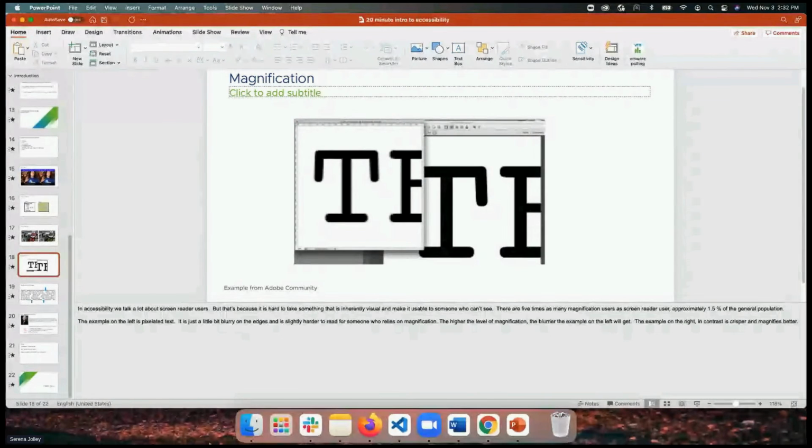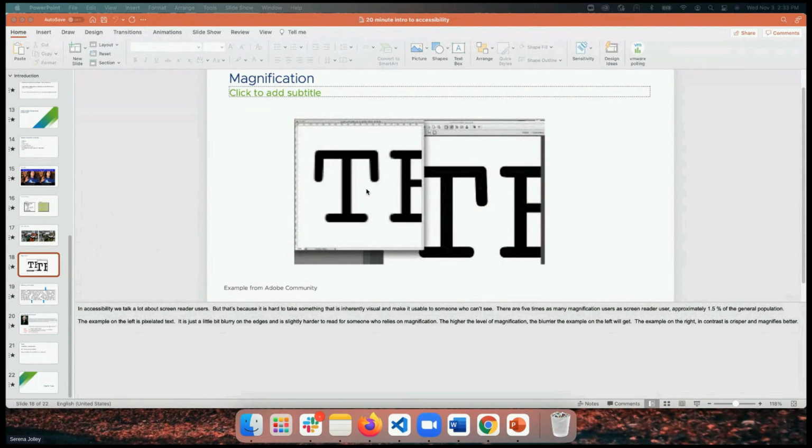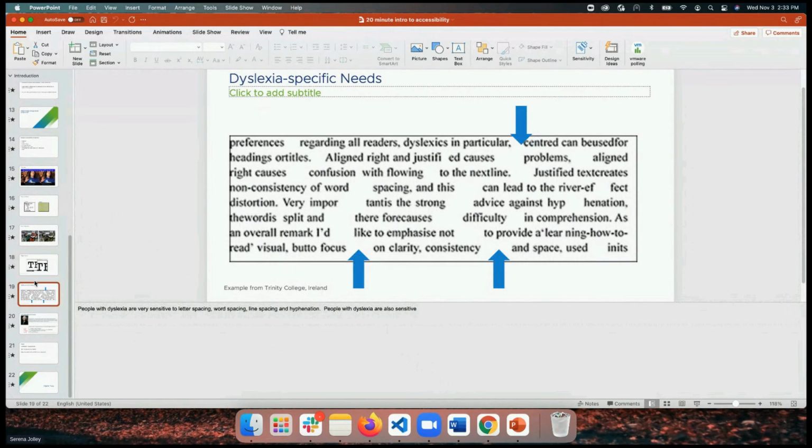That's where most magnification comes from, although you can also use Control Plus on your browser, or you can use a magnification tool like ZoomText as a native app on either your Mac or your PC. So you don't want to embed text inside graphics, and you want to use dynamic fonts. Preferably, it would actually be a font without all of these serifs, which are these little dangly bits across the top and the bottom. So in a couple of slides, or maybe even the next slide, we're going to talk about the needs of people with dyslexia.